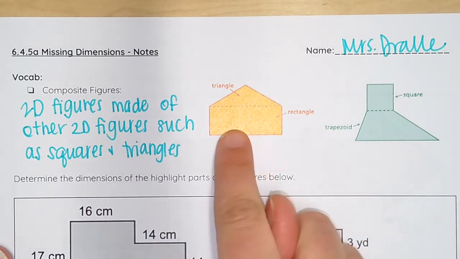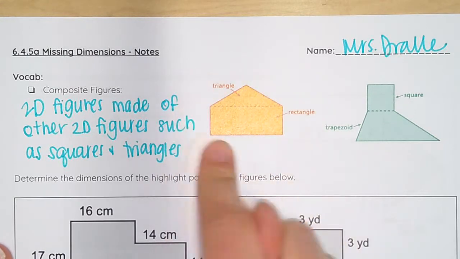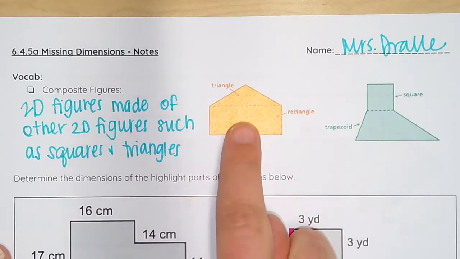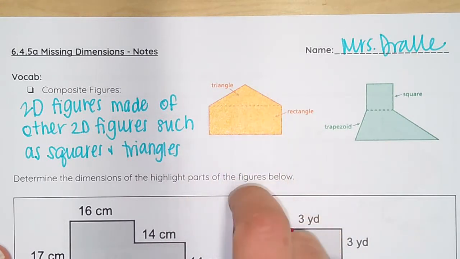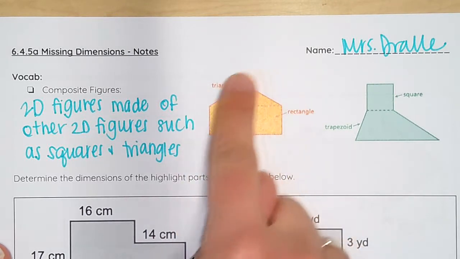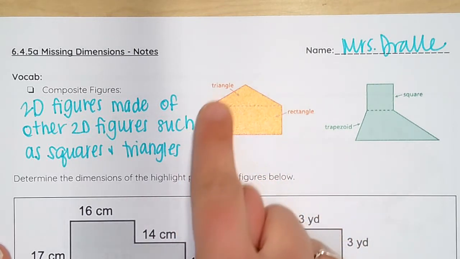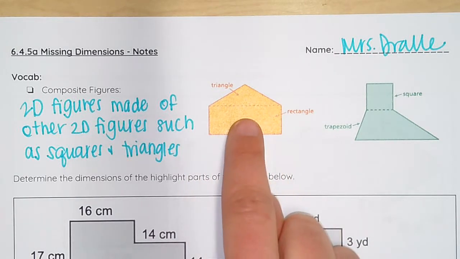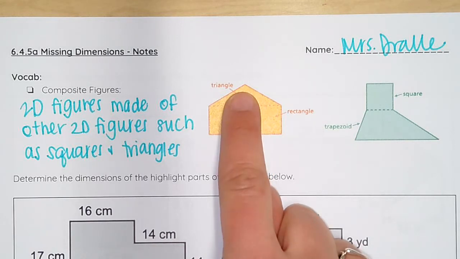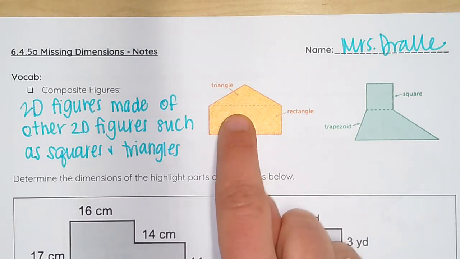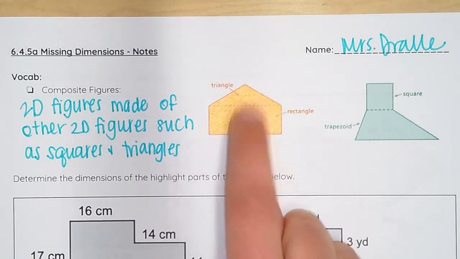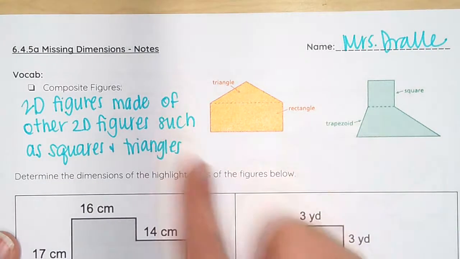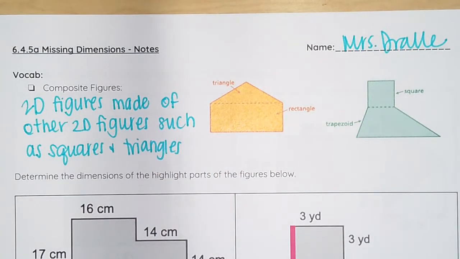So for example, if I take a look at this, I can break it down into a rectangle and a triangle. Finding the area of this entire figure is going to be challenging, but when I break it down into a rectangle, I know the area formula for a rectangle and I know the area formula for a triangle, so I can find the area of the rectangle, find the area of the triangle to find the entire composite figure.